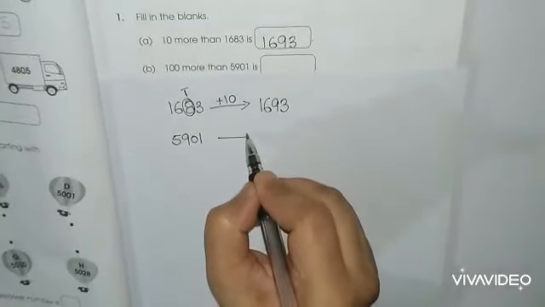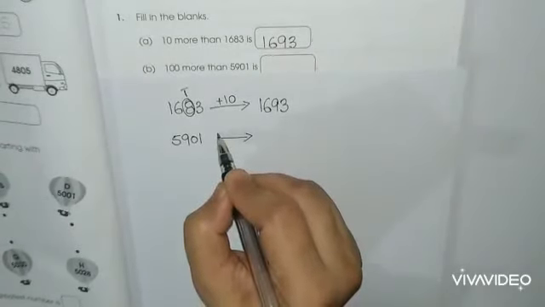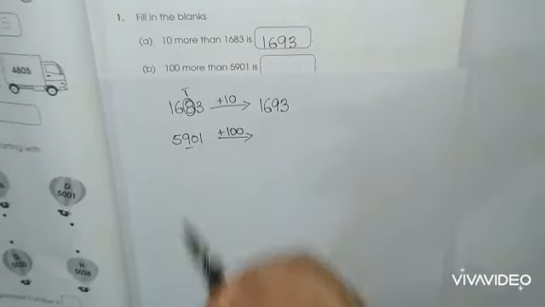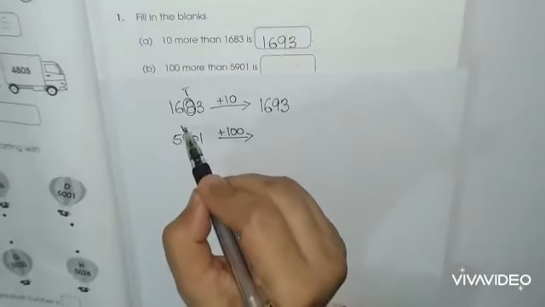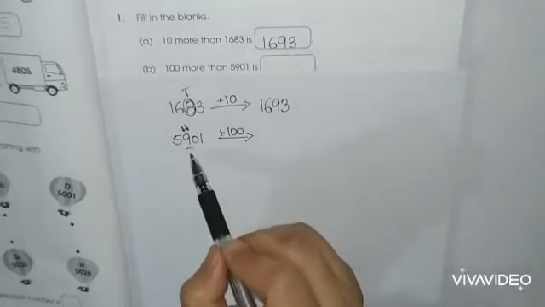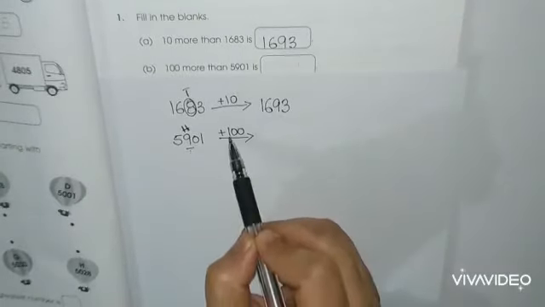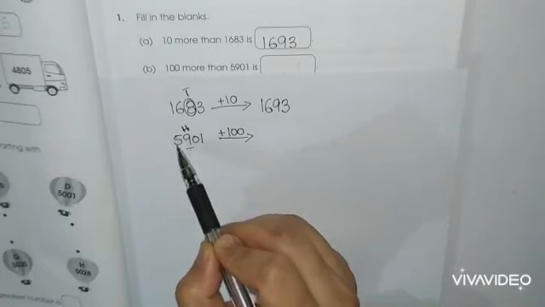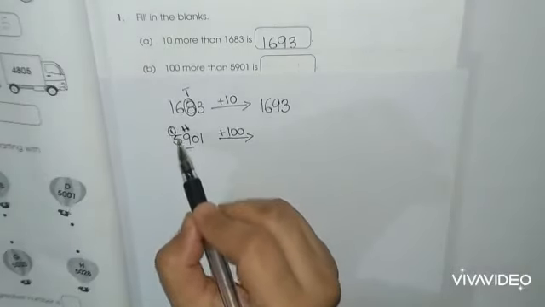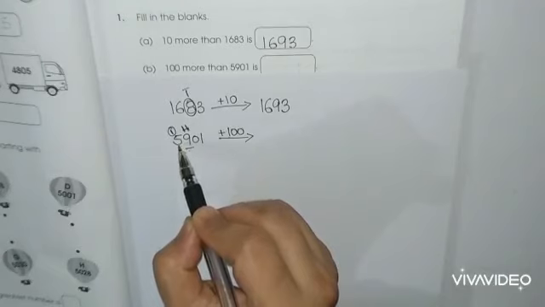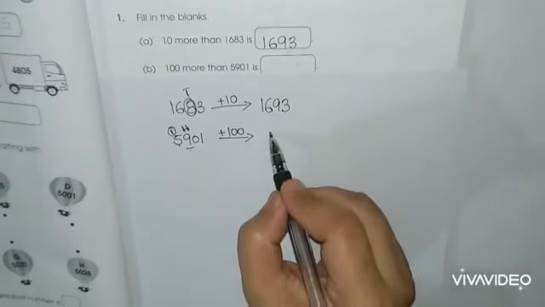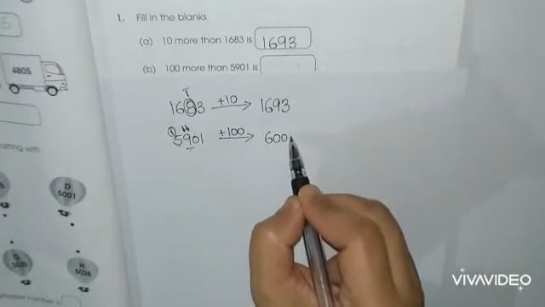5,901 is the number. When we add 100 to it, the change will be in the column of hundreds. There is 9 in the column of hundreds. When 1 is added to it, it will become 10. That will obviously add one more to the column of thousands. There is 5 in the column of thousands. When 1 is added to this 5, it will become 6. Our answer would be 6001.